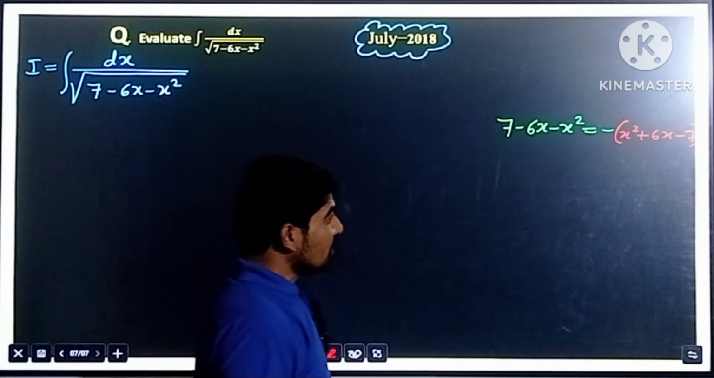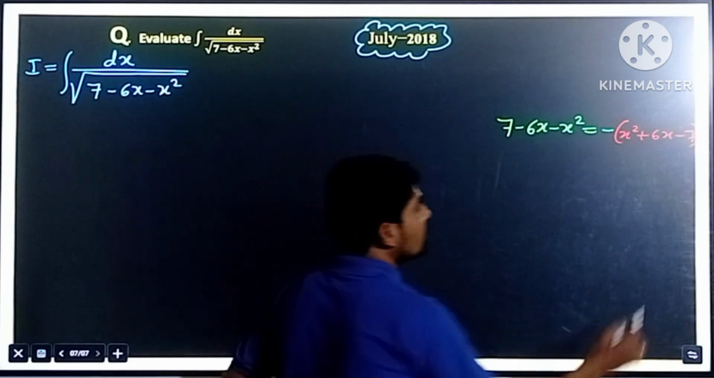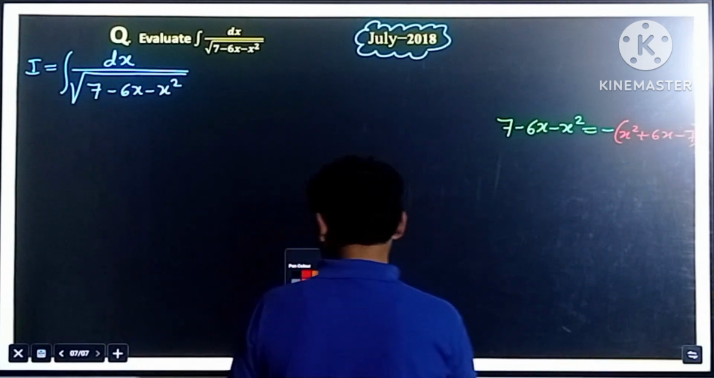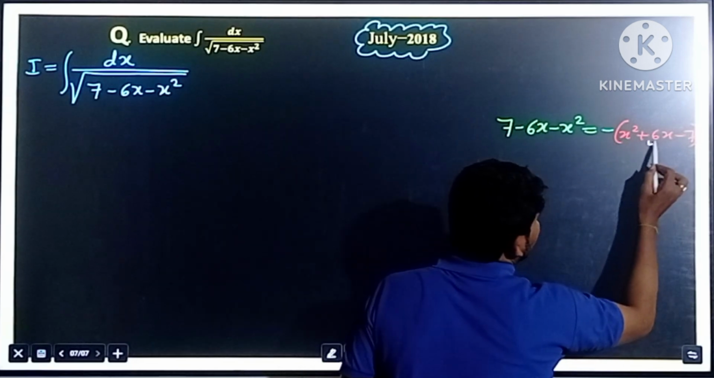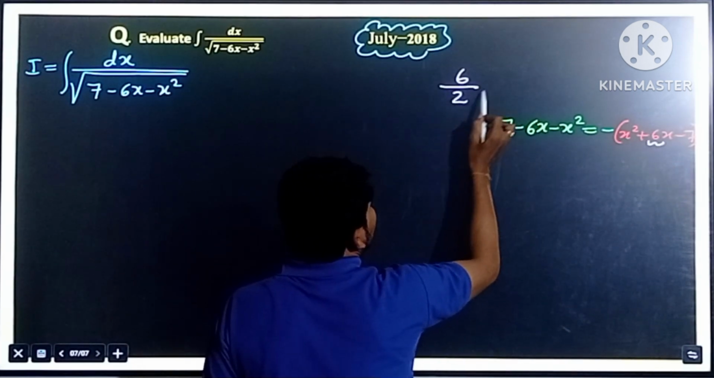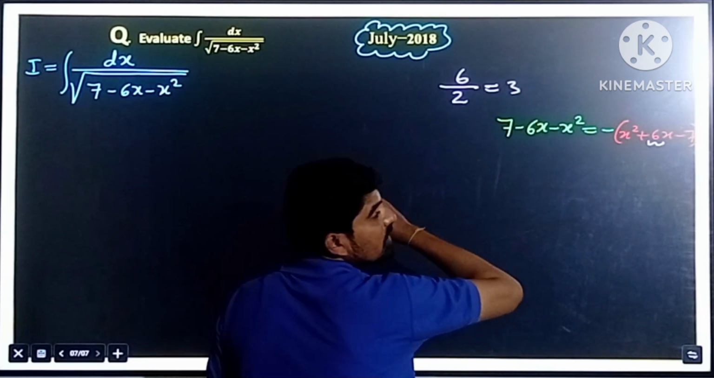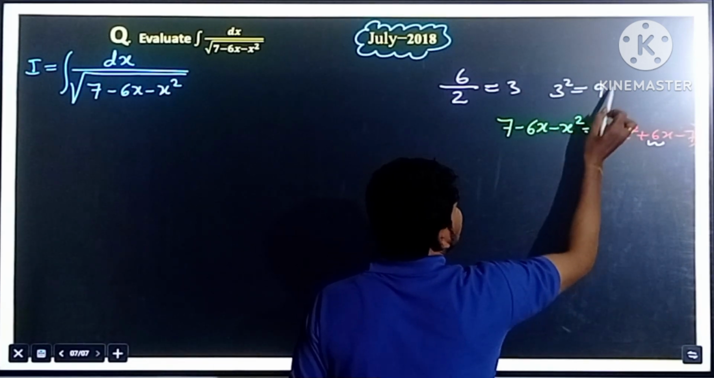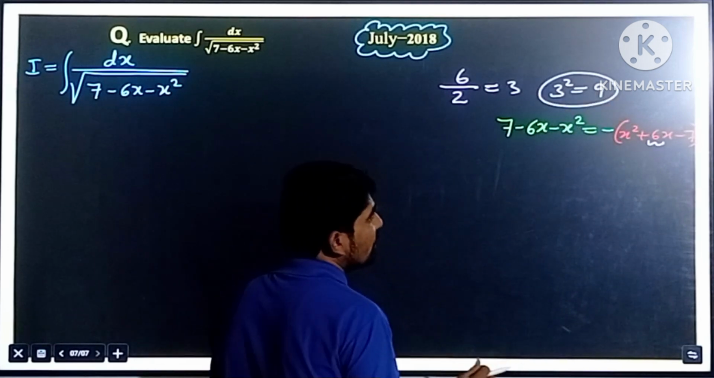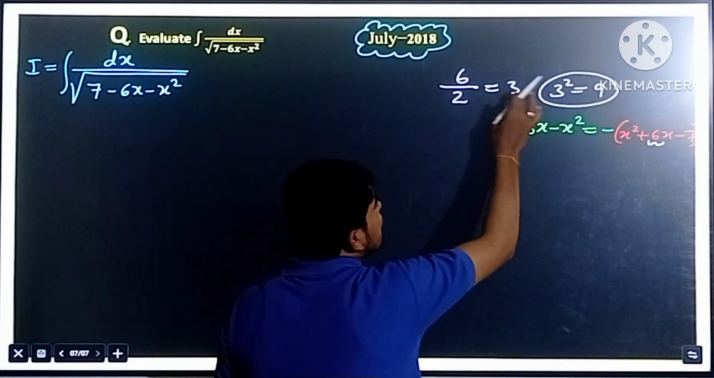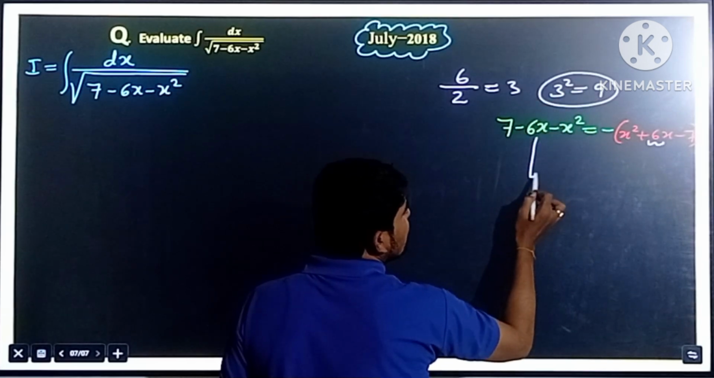After that, observe the coefficient of x. What is the coefficient of x here? The coefficient of x is 6. So take 6 and take half of it. What is half of 6? 3. And then square it. That is 3 square. And we know that 3 square is equal to 9. So therefore, now we need to add and subtract 3 square in this quadratic expression.